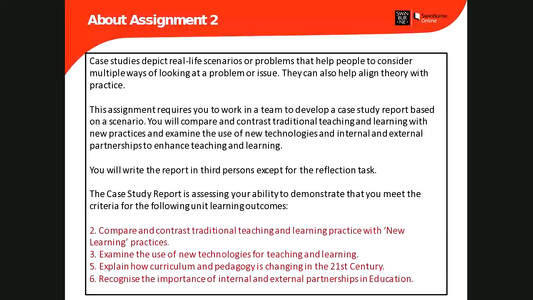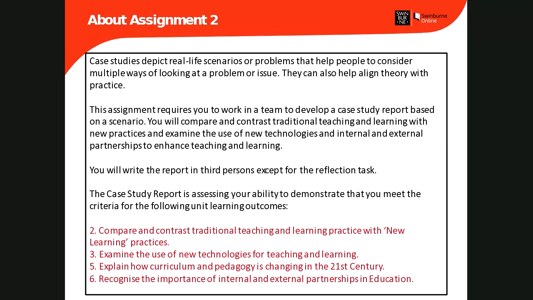We're looking at an examination of new technologies for teaching and learning, and we're also explaining how curriculum and pedagogy is changing in the 21st century. So a lot of these unit learning outcomes are very familiar because we've already looked at them in quite a bit of detail in Assessment 1A and 1B. The new part to it is looking at the importance of internal and external partnerships in education. So this is a slight addition to what we've looked at in our previous two assessments because we haven't covered this before. Okay, so this really gives you the key information as to the what that you need to be exploring and discussing in your report.